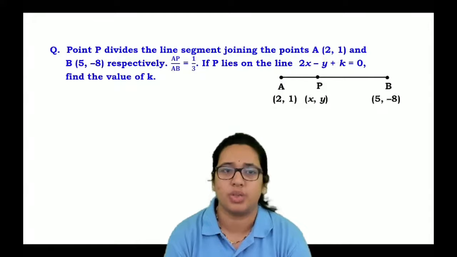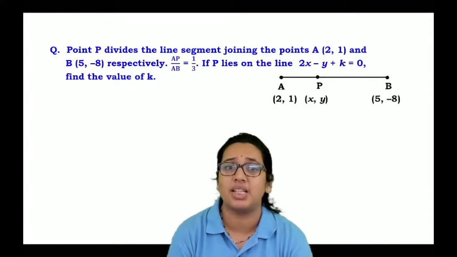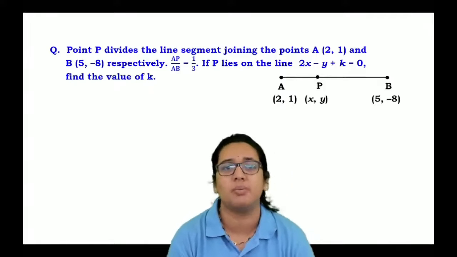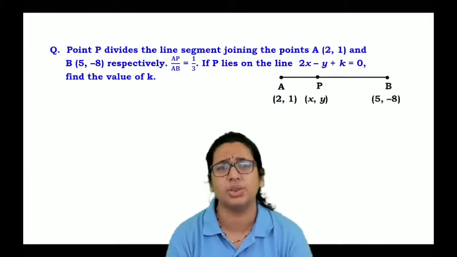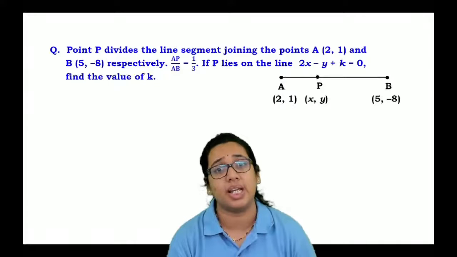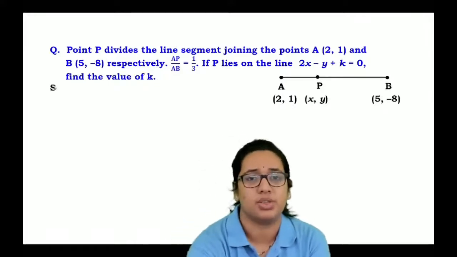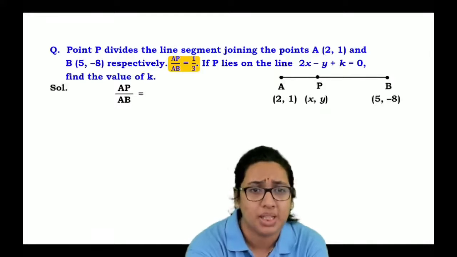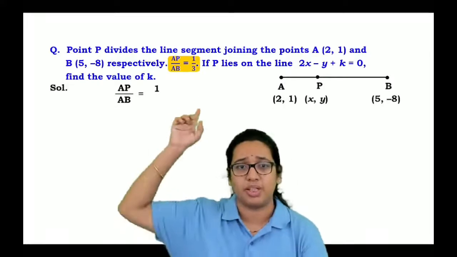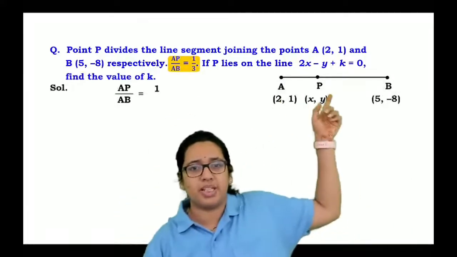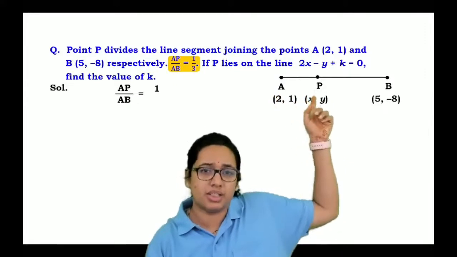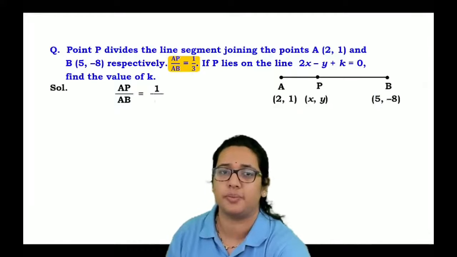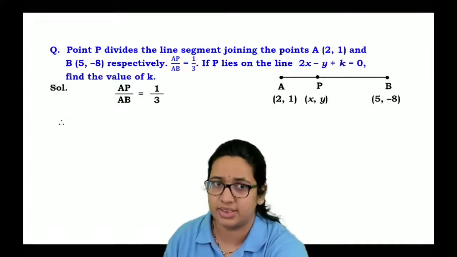See, first, what has been said is that P divides the line segment joining points A and B in the ratio AP as to AB, 1 as to 3. So first, it is said AP as to AB. That means if you consider AP as 1 unit, then AB will be 3 units. Are you getting this one?